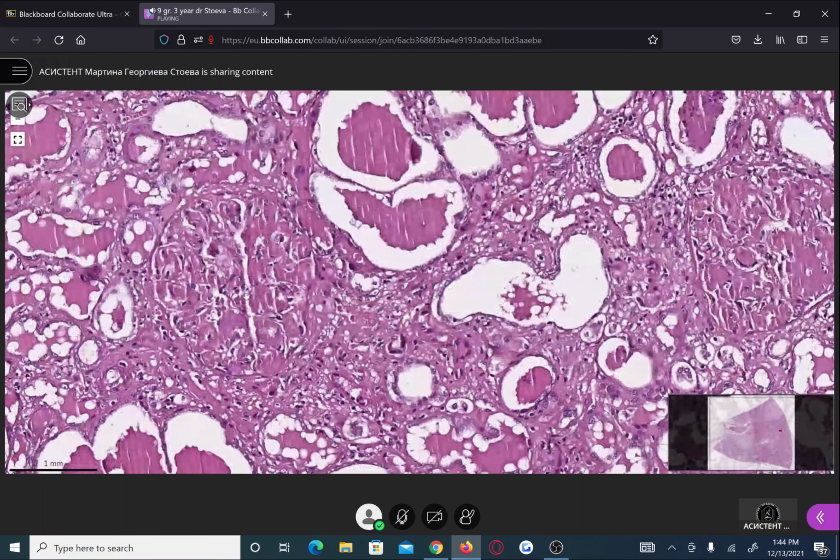Here again, we have some glomeruli. Just a second.